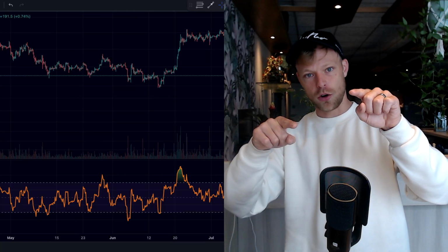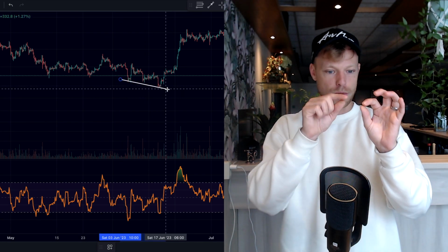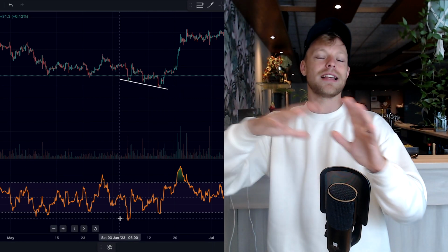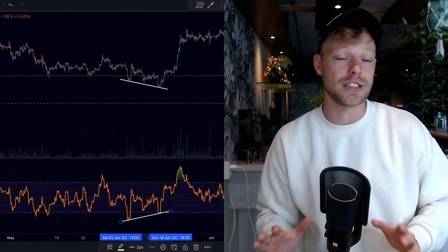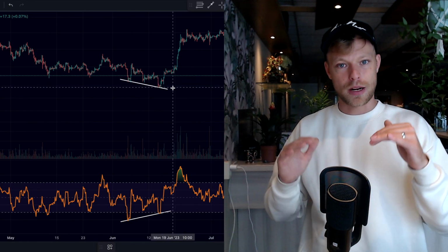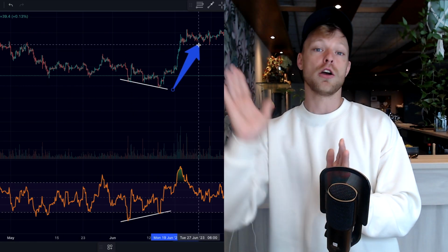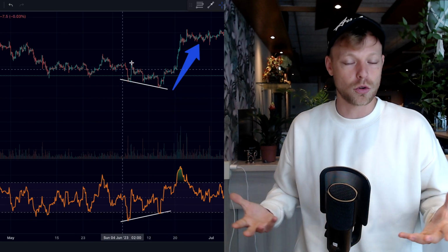Most of the time these are very early signals for trend reversals, but you can also use it in the opposite direction. So whenever we are seeing in the price a low and then a lower low, but in the relative strength index we have a low and a higher low, that is called a bullish divergence, and that is an early sign for a trend reversal, a potential bottoming for the price to continue to go back up.